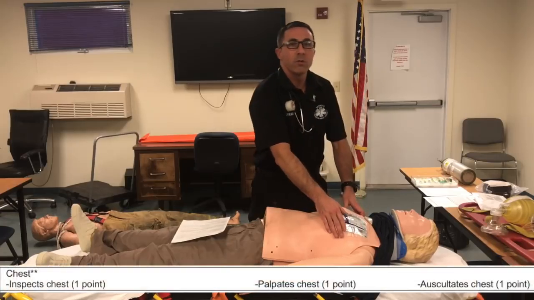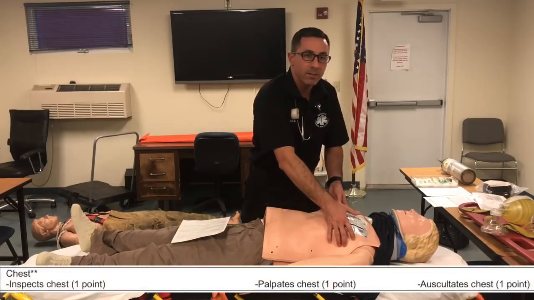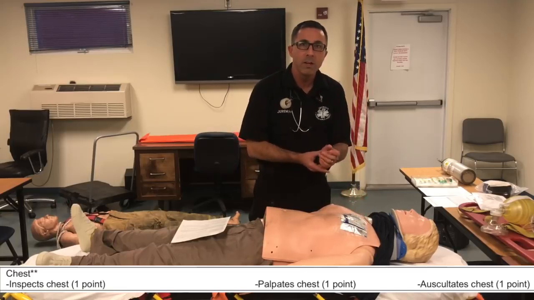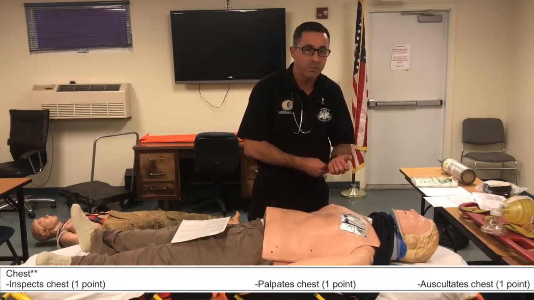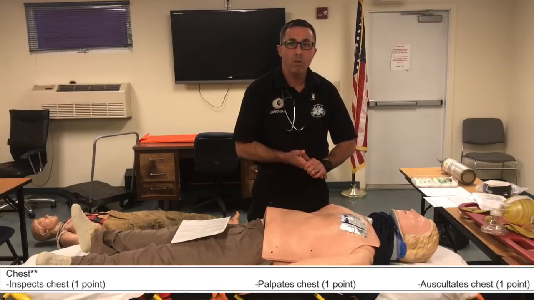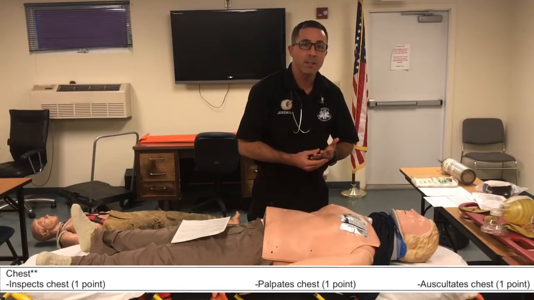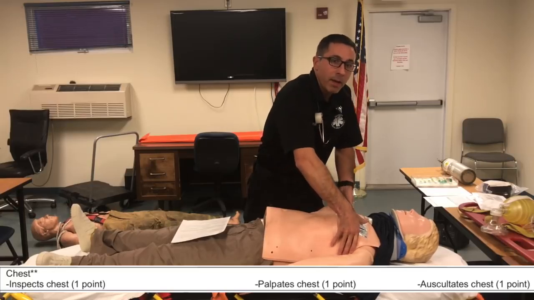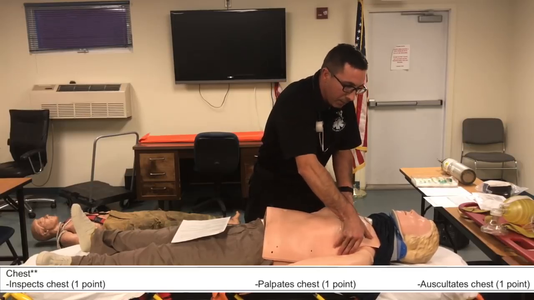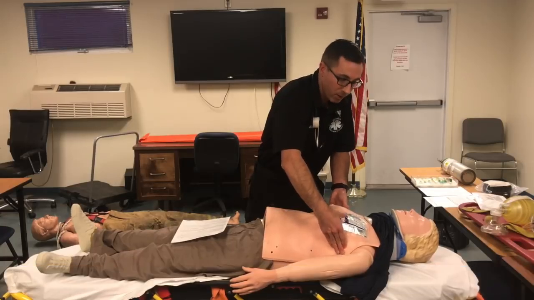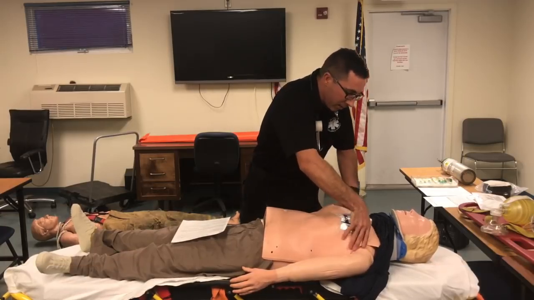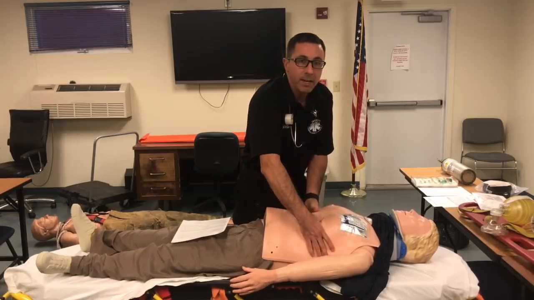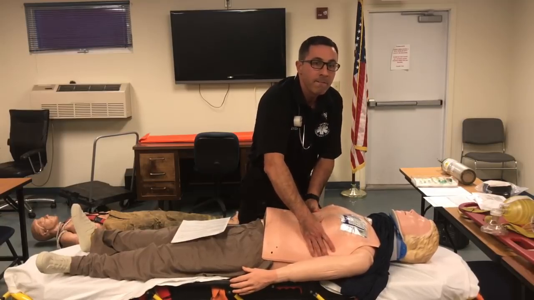Next, we need to check the chest. So when you get to the chest, you're going to inspect the chest, right? We're looking for equal bilateral rise and fall of the chest. We're going to look for any bullet holes, any DCAP-BTLS, crepitation. All right, then we're actually going to palpate. I'm being cautious of my GSW. And again, I'm checking the front of the chest, around the rib cage and the sides for any DCAP-BTLS, crepitation.